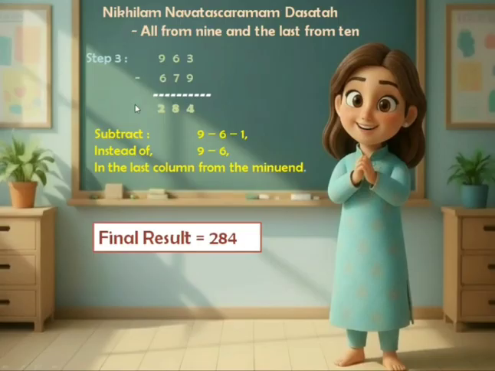Now step 3. Adjust by subtracting 1 from the last column of the minuend. That is, when we subtract 6 from 9, we'll obtain 3. But in the last column, we have to perform an additional subtraction of 1. So subtract 9 minus 6 minus 1 instead of 9 minus 6 in the last column from the minuend, and hence we will obtain a final result as 284. Did you get 284? Raise your hand if you saw it before me.